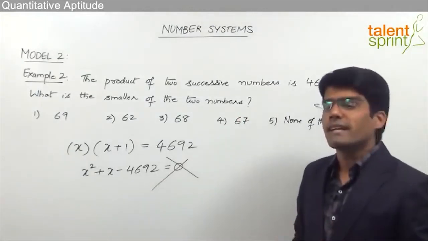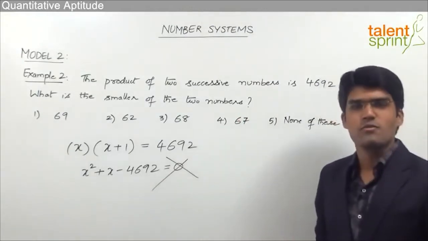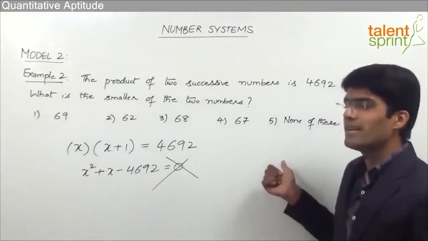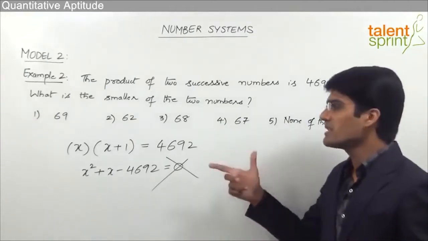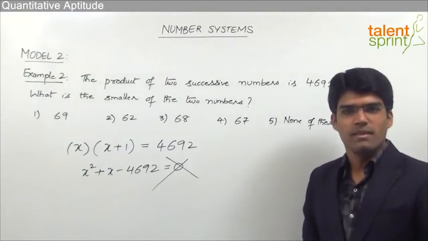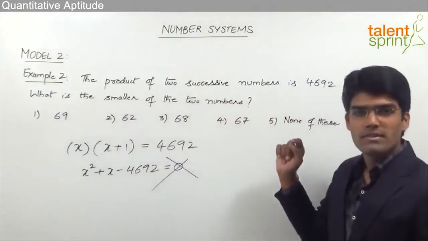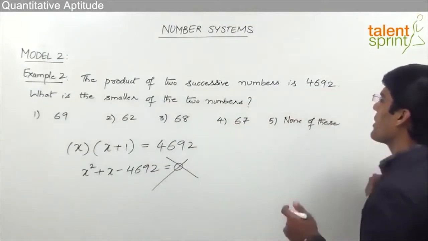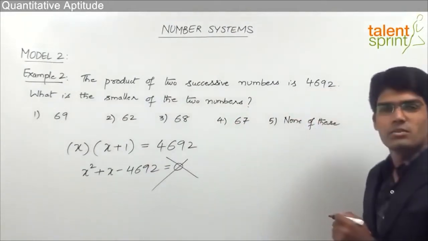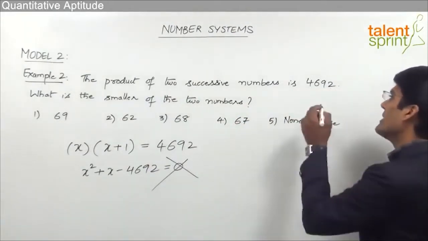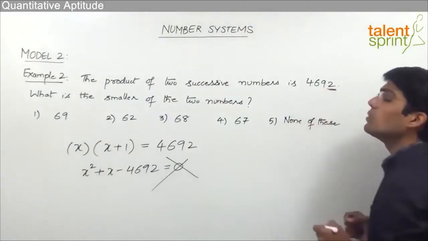Now to find the correct answer for this question, that is to find the smaller number, let us eliminate the wrong options from the given options here. For example, the question here is, what is the smaller of the 2 numbers? And if you look, the product here is 4692. That means the product or the multiplication of 2 numbers ends with 2.